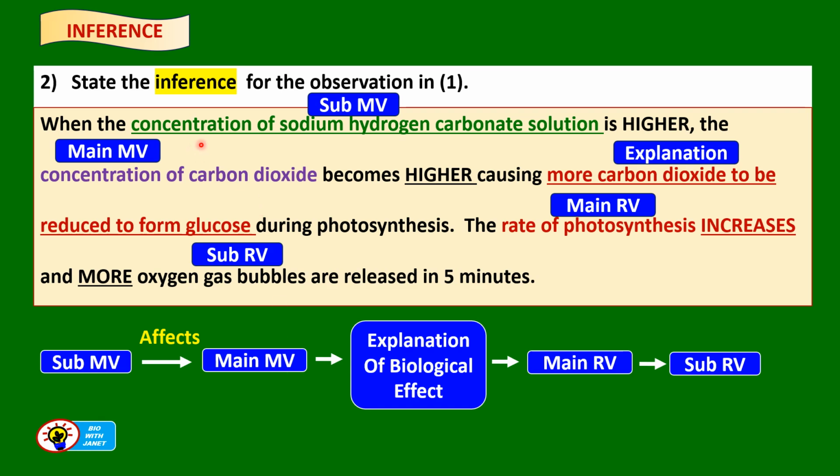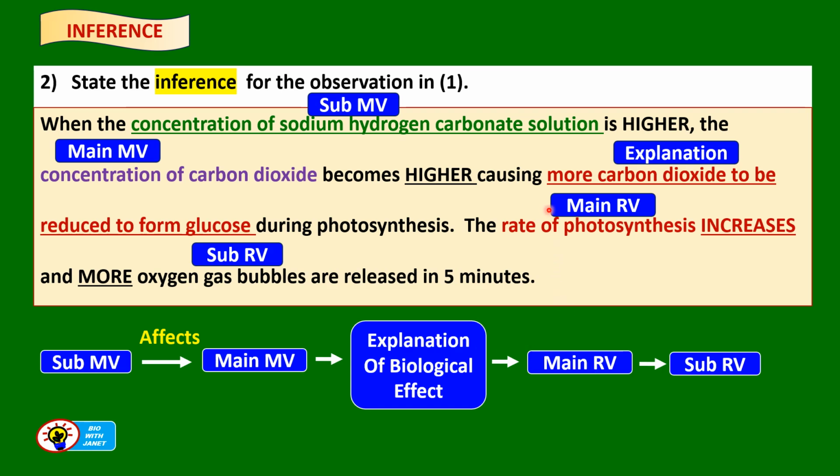As you will see here, when the concentration of sodium hydrogen carbonate solution is higher, okay, it's 0.04 M, comparatively higher compared to the rest, the concentration of carbon dioxide also becomes higher, because the sodium hydrogen carbonate provides the carbon dioxide for photosynthesis, right? So when the concentration of the carbon dioxide becomes higher, so you mentioned the main MV, how sub MV affects main MV, then you have to explain the biological effect of the main MV on the main RV.